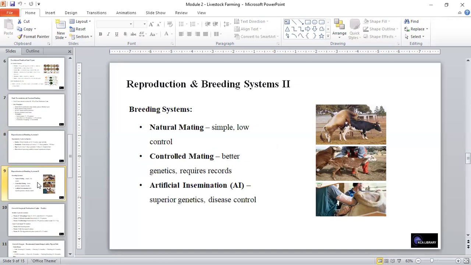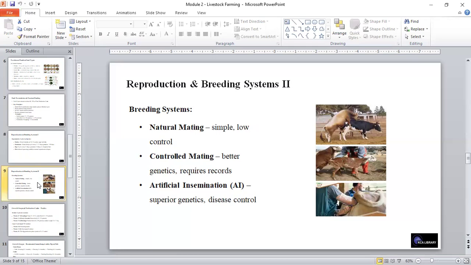And when it comes to the breeding system for ruminants, cattle, sheep, goats, and the likes, there are three major aspects of breeding. We have the natural mating, the controlled mating, and the artificial mating. The natural mating is very simple and has low control. The animal is allowed to mate with the opposite sex at the required time and suitable for the animal.